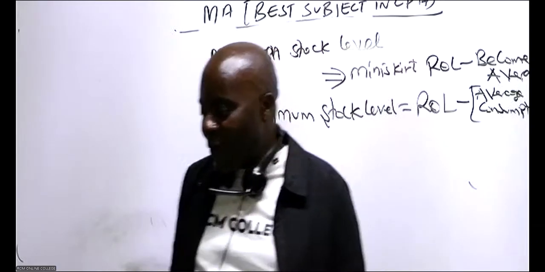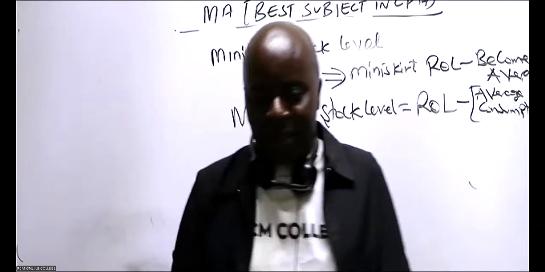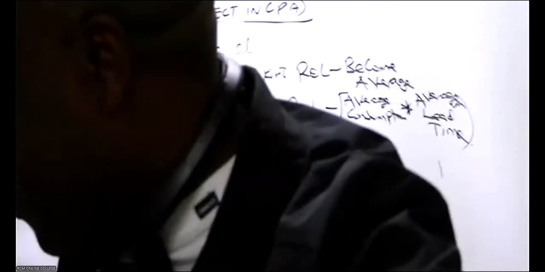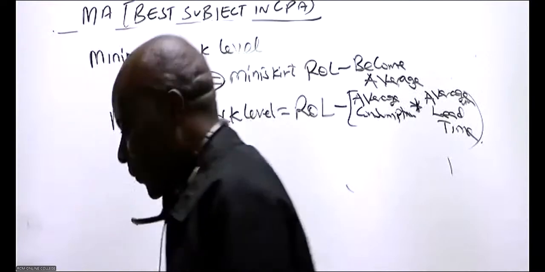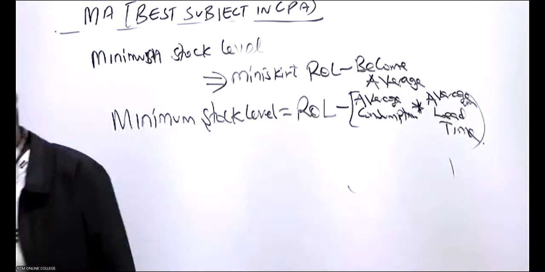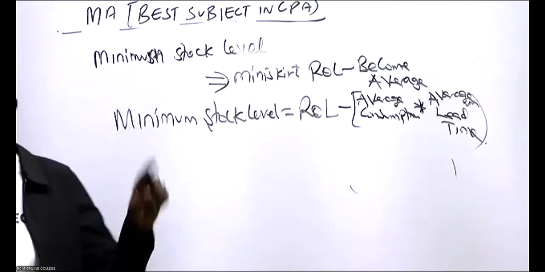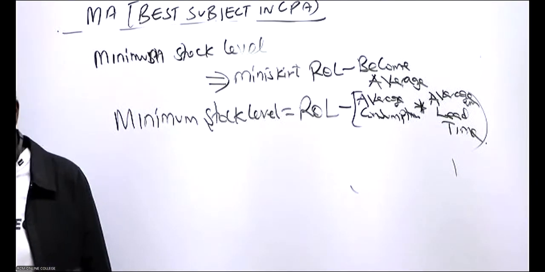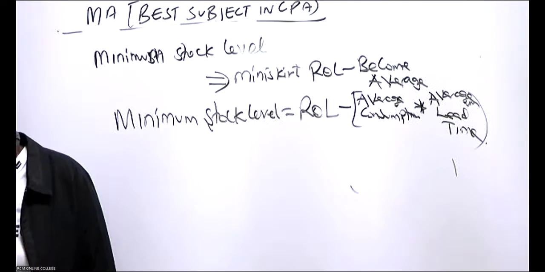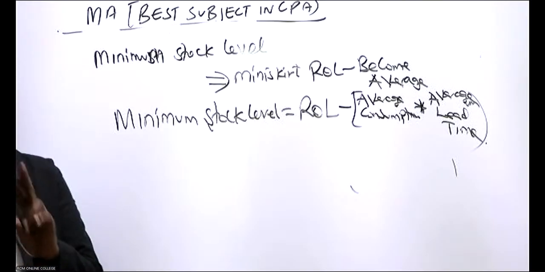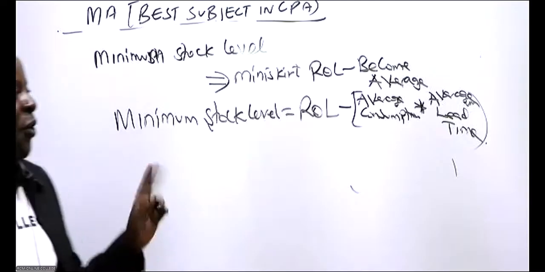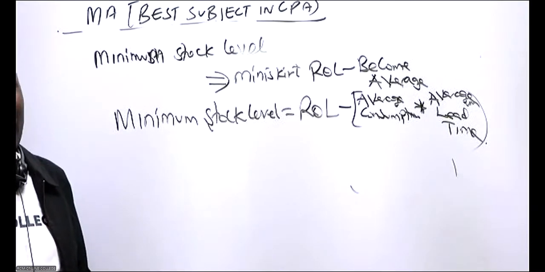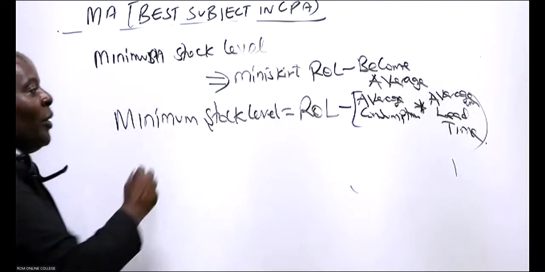This one, I will never forget. So anytime they want me to get minimum stock level, I will always think about that. You see, average is also known as normal. So whenever you see normal or average, that is one and the same. So let's roll on this together.